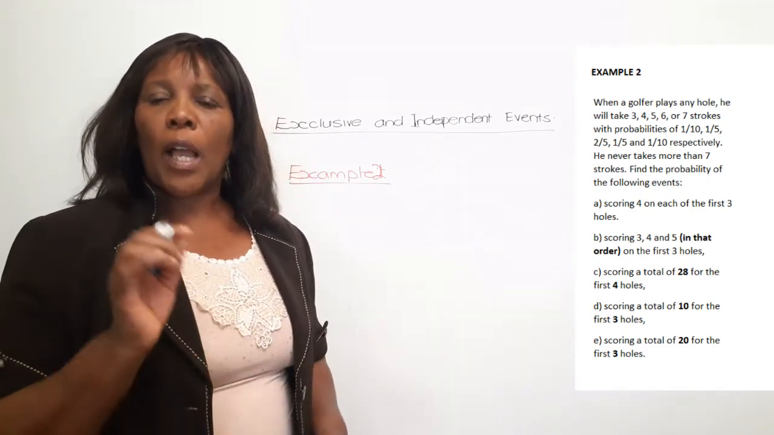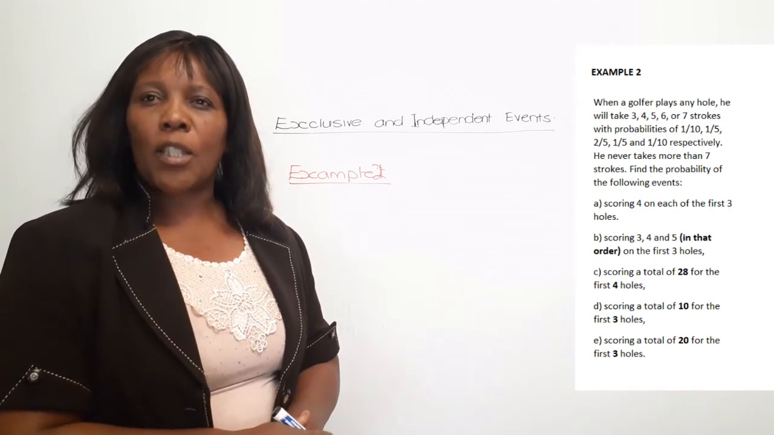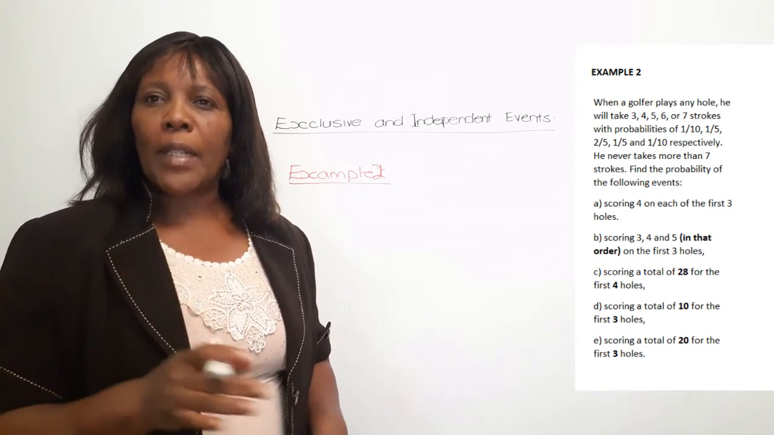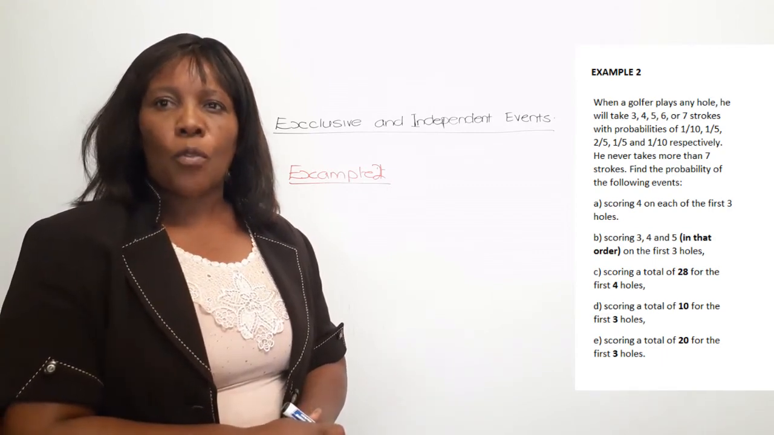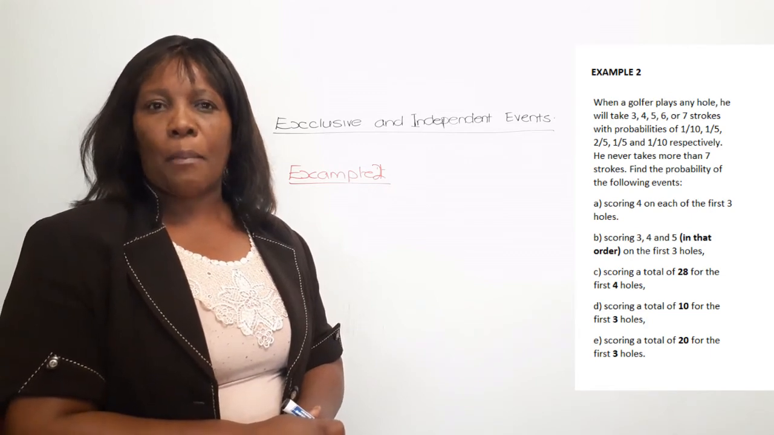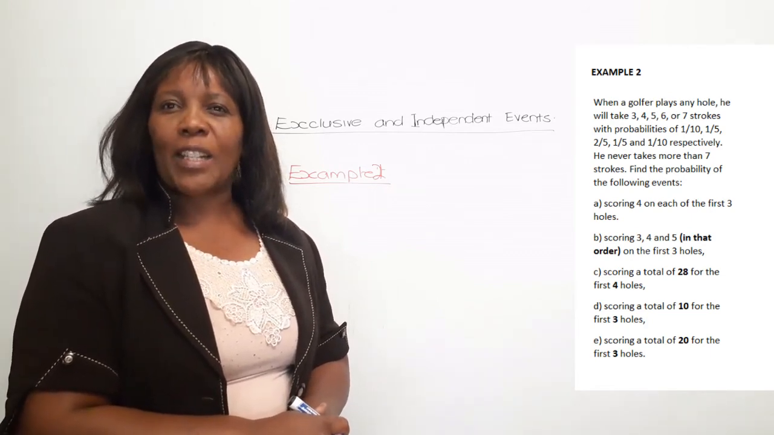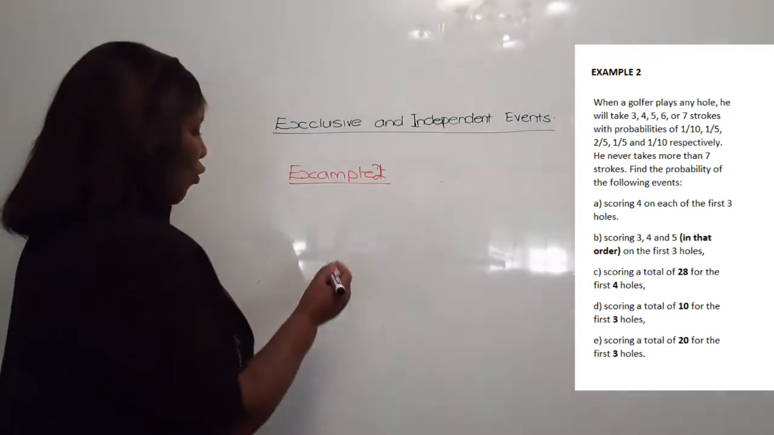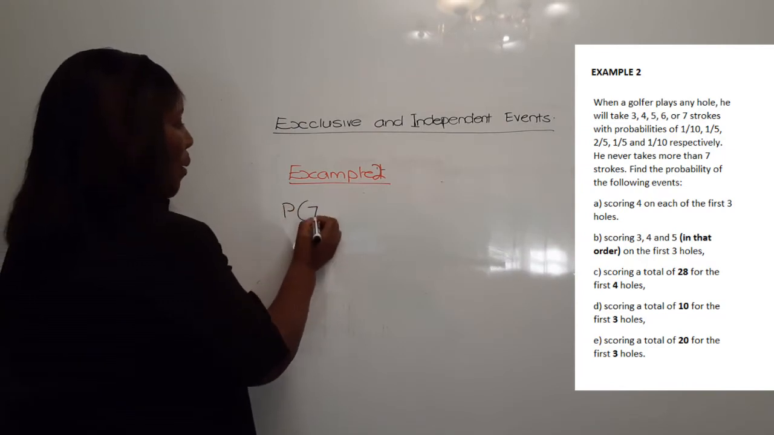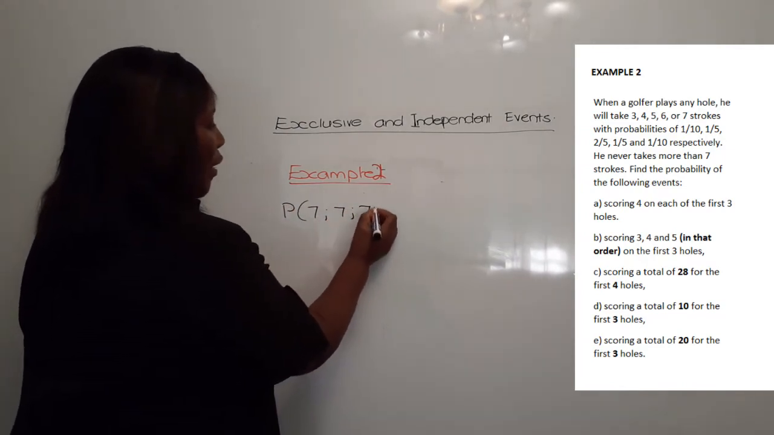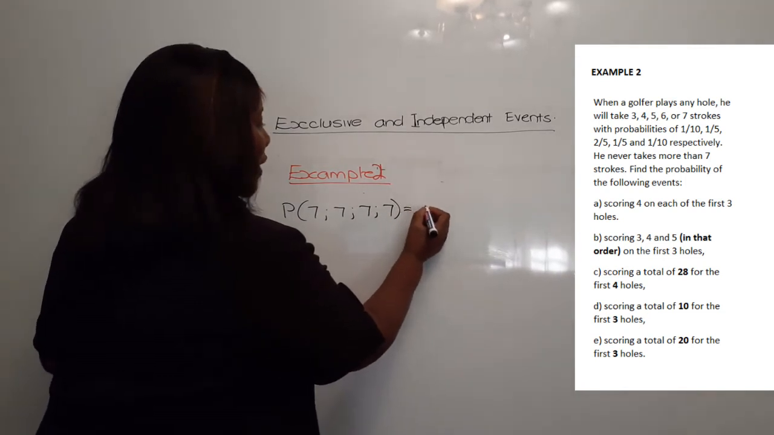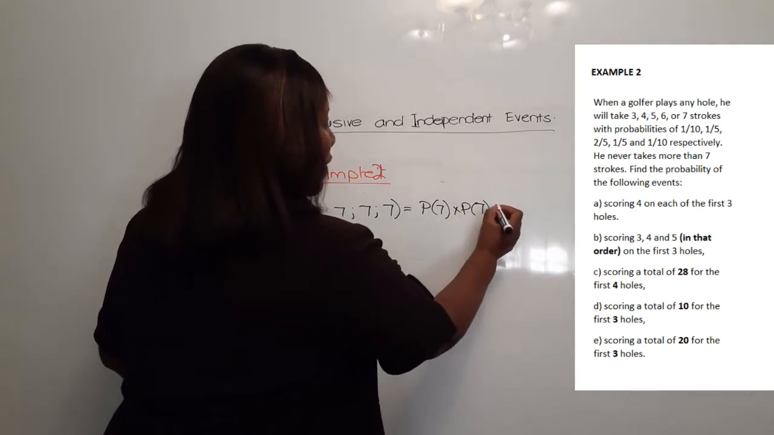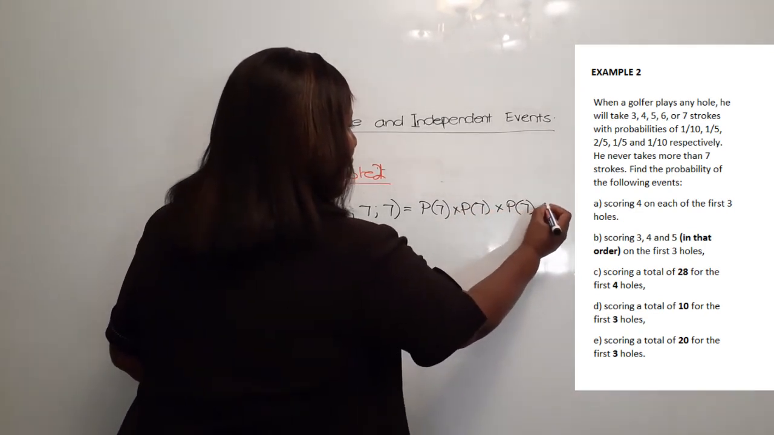You now need a total of 28, and you must check which 4 can give you 28. If you add 3 plus 4 plus 5 plus 6, you won't get 28. Looking at those numbers, the only 4 that can give you 28 is 7, 7, 7, 7. That's the one that can give you 28. So we are looking at the probability of 7, 7, 7, and another 7. And this is equal to the probability of 7, another 7, another 7, and another 7.